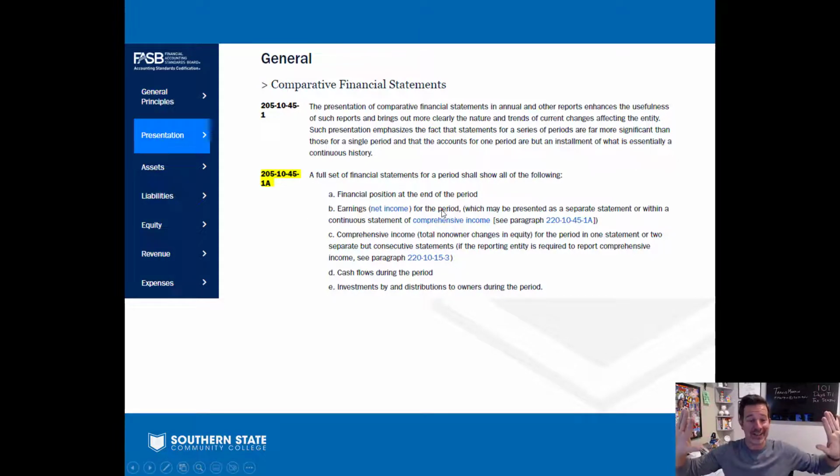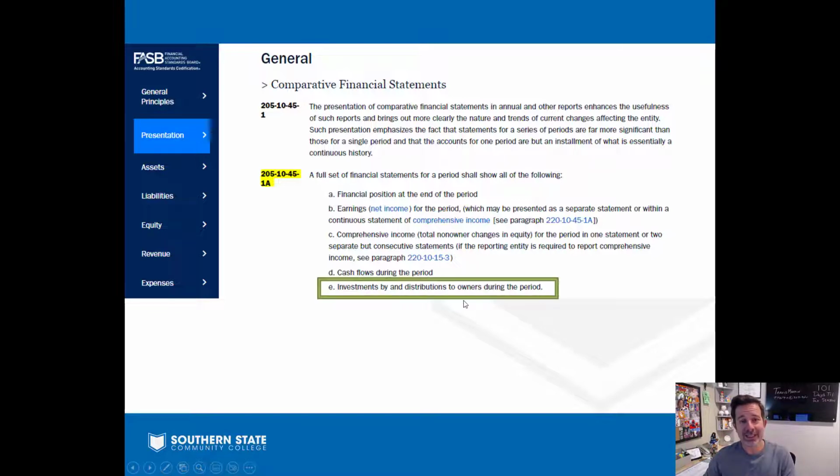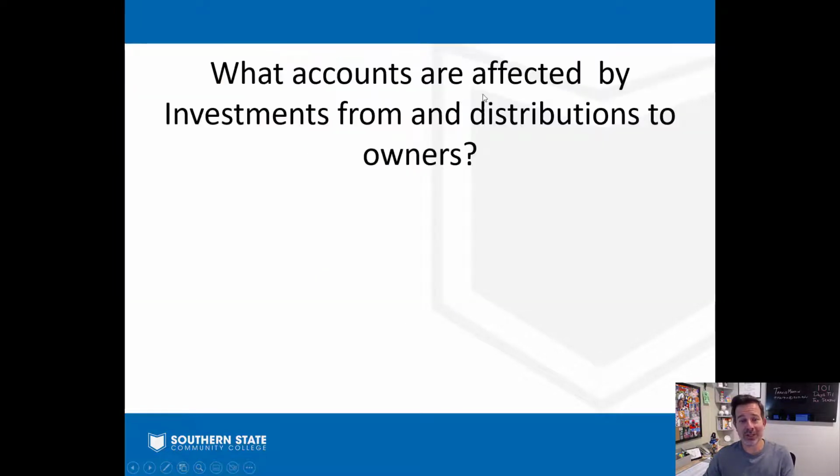Whoa, wait a second. What the heck is that? It's a balance sheet. That's a fancy way of saying a balance sheet. You know about that already. The next one, an earnings for the period statement, an income statement, a statement of comprehensive income, a cash flow statement, and then finally, what we're tackling today, a statement of shareholders' equity. But it doesn't say that. It calls it investments by and distributions to owners during the period. So let's break that down.